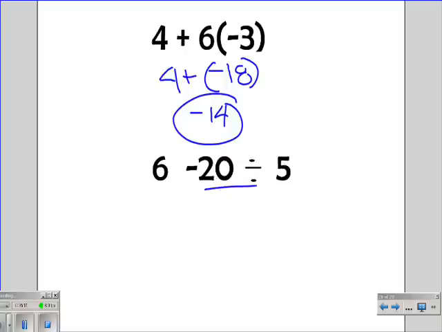And 6 minus 20 divided by 5. I'm going to do the division first. Common mistake would be to do 6 minus 20, just like here, it'd be 4 plus 6. So if I'm doing 20 divided by 5, 20 divided by 5 is 4, and 6 minus 4 is 2.